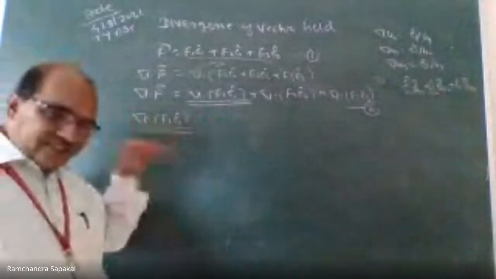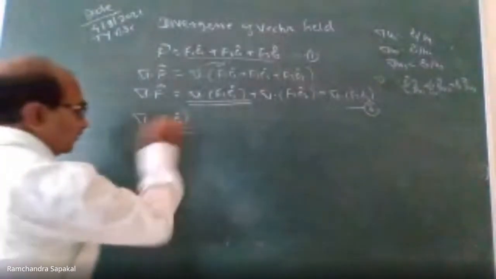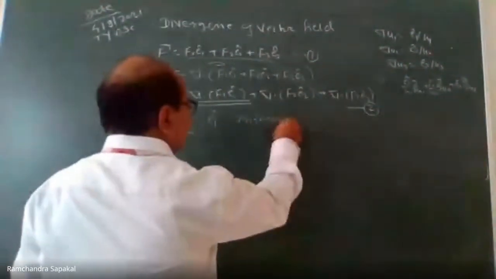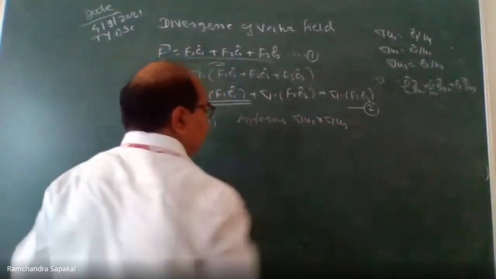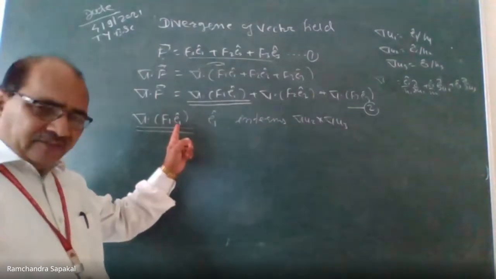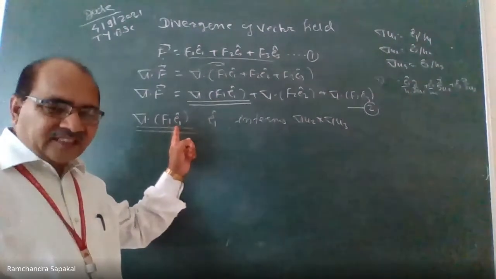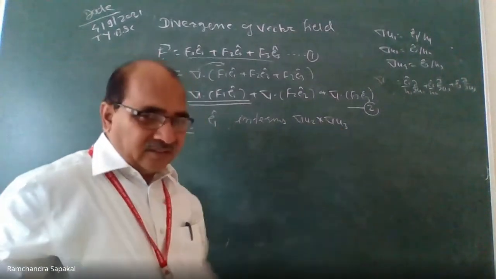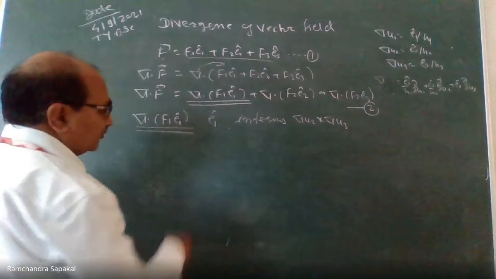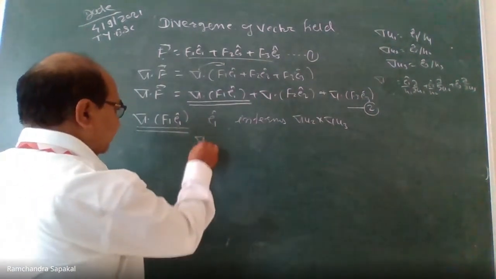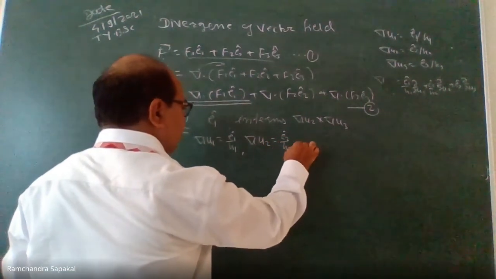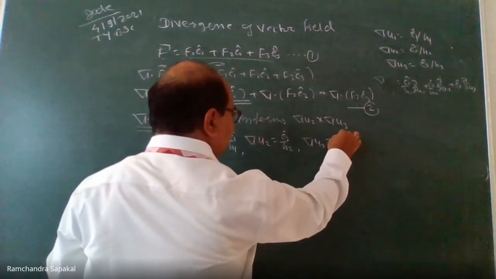In this exercise we have to find out the value of e1 in terms of del u2 cross del u3. While finding this value of e1 we need the result from the last article that I wrote at the beginning: from last article, del u1 is equal to e1 upon h1, del u2 is equal to e2 upon h2, and last one del u3 is equal to e3 upon h3.